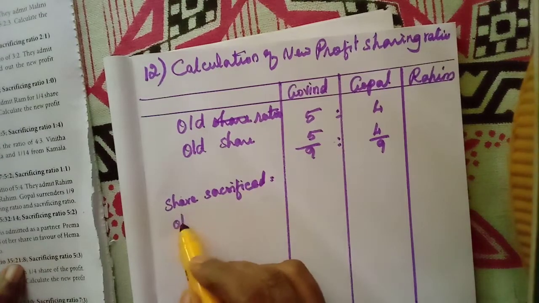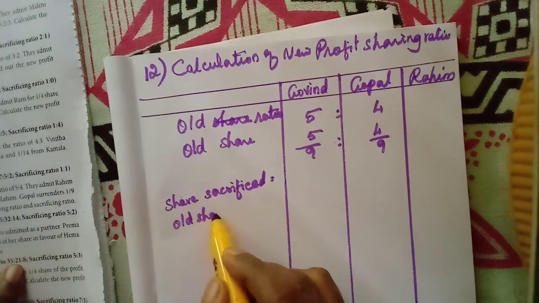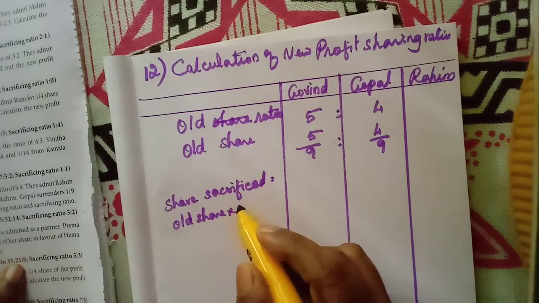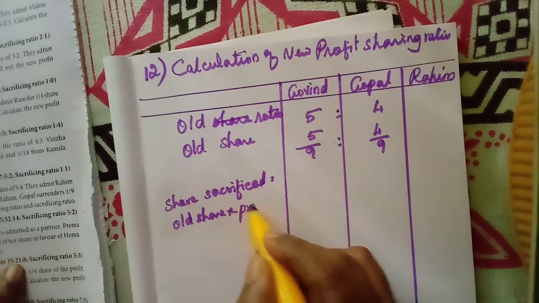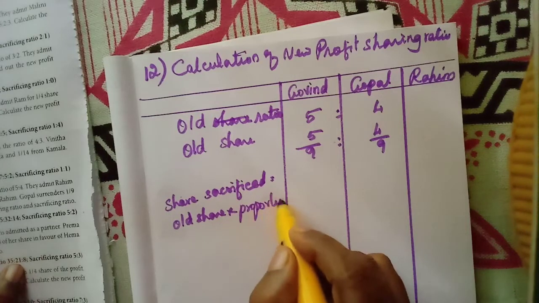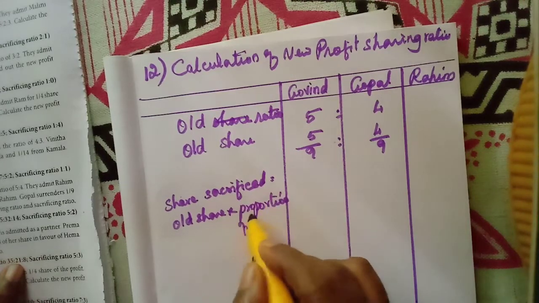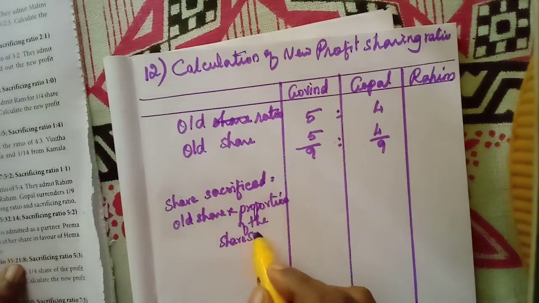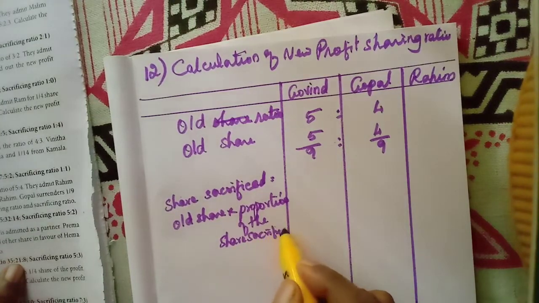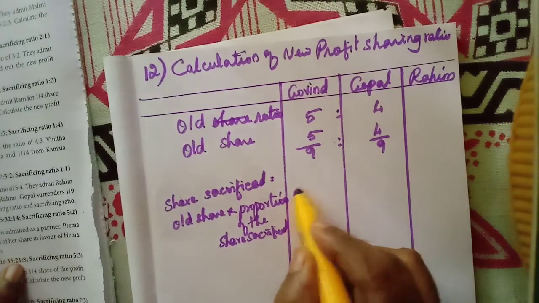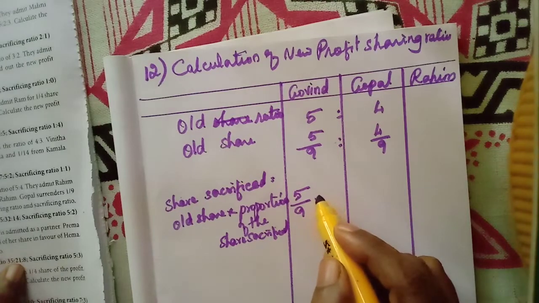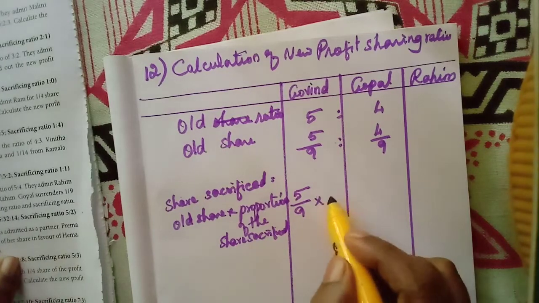Old share into proportion of his share, the share sacrificed. His old share 5/9 into how much he is surrendering? 2/9.